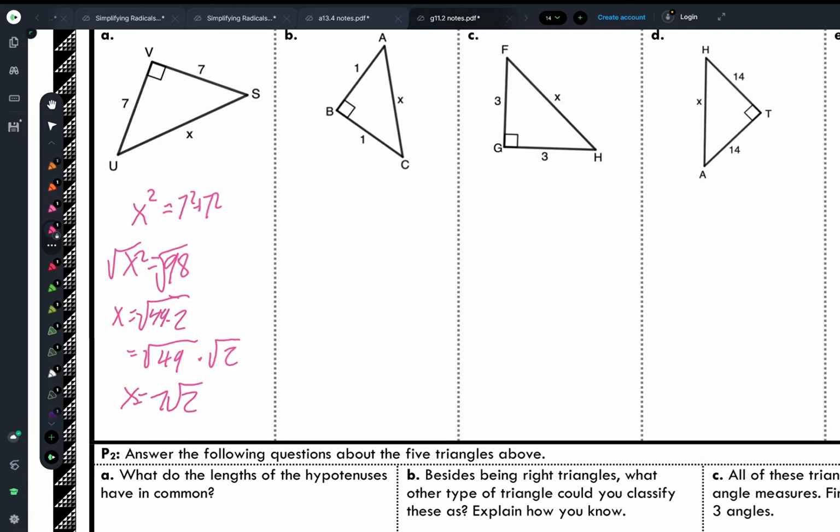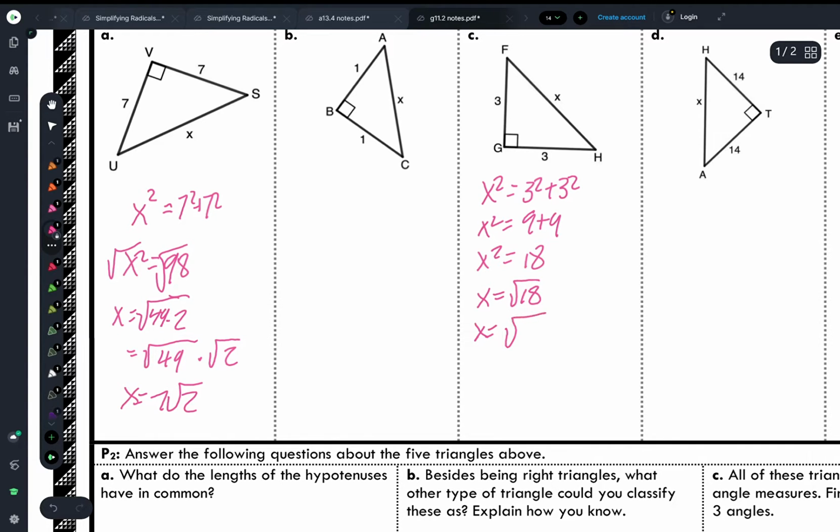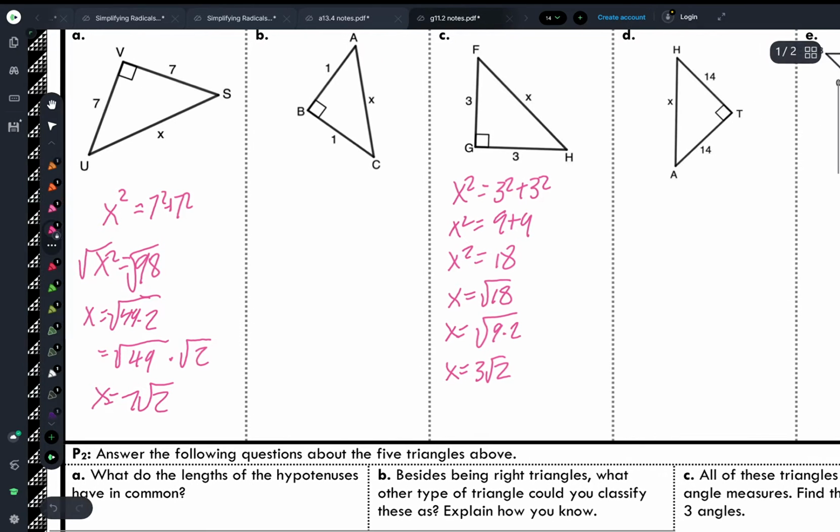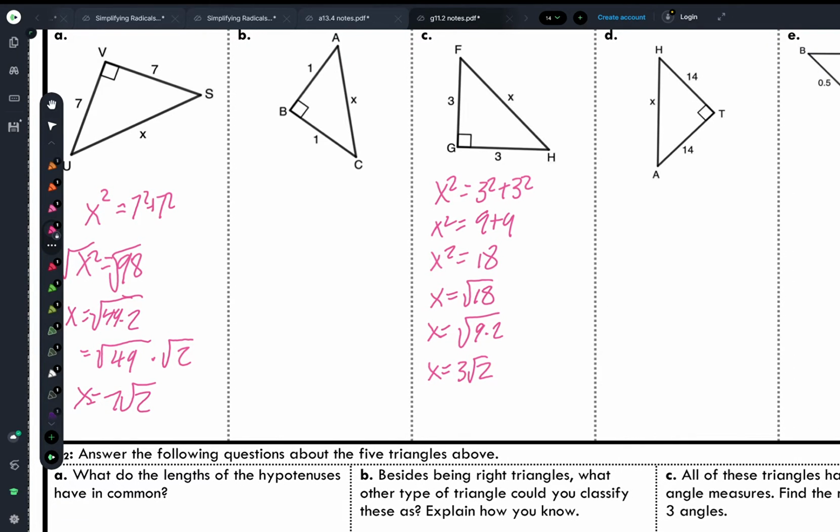All right, for C, very similar. X squared equals 3 squared plus 3 squared, which is 9 plus 9. So x squared equals 18. So then x is going to be equal to the square root of 18, which we can simplify. 18 can be written as 9 times 2. The square root of 9 is 3. So x is 3 square roots of 2. You might be able to see the pattern so far about what the hypotenuse of this type of triangle might look like. But let's do one more to guarantee it.